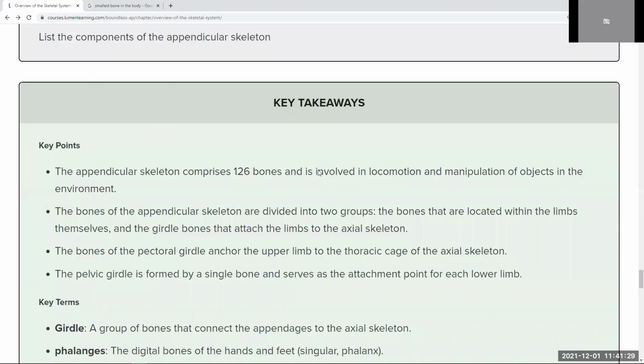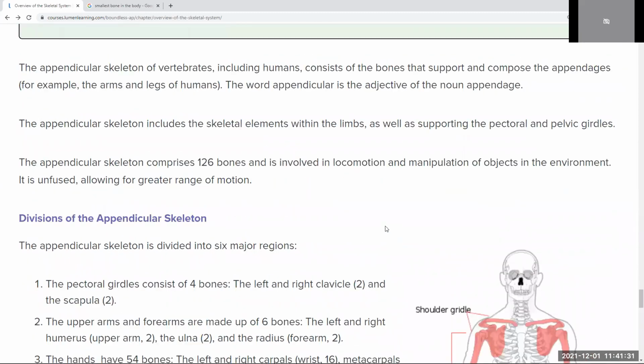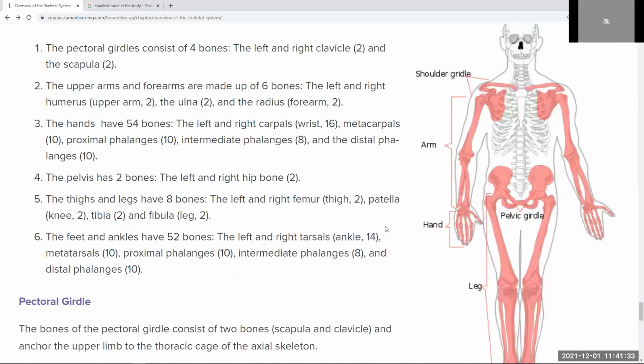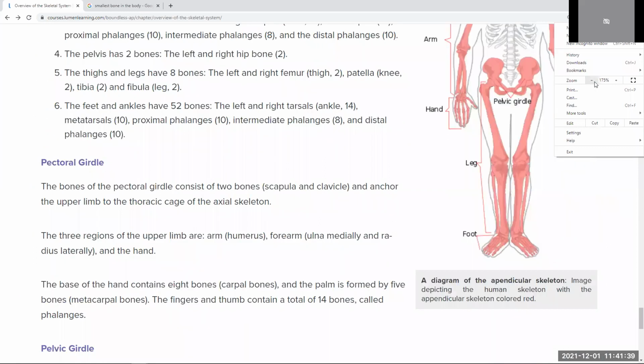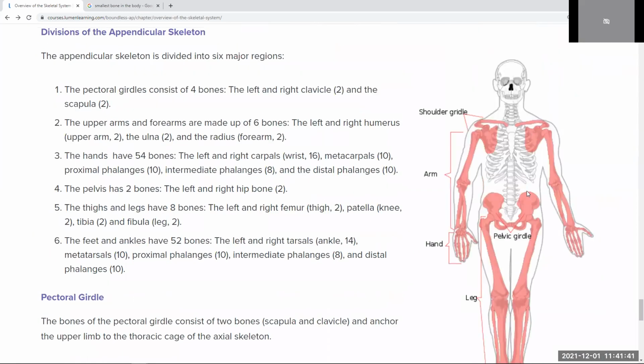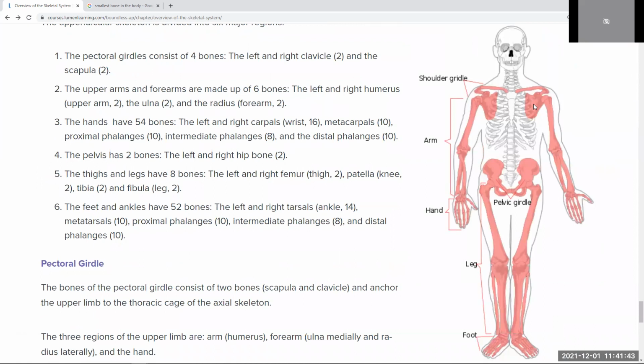All right, let's have a look at the other one, the appendicular skeleton. What does the appendicular skeleton consist of? Your limbs, or your appendages, which are your arms and your legs, and the 2 girdles, your shoulder or pectoral girdle, and your pelvic girdle. We'll see this when we go on to the next topic, muscle.